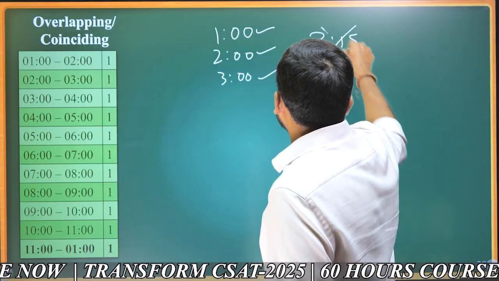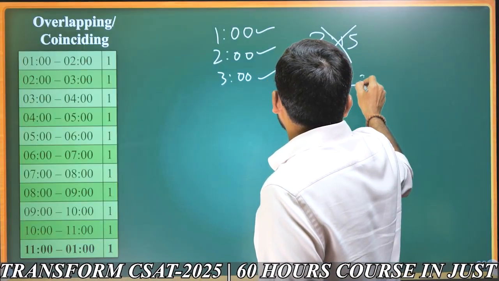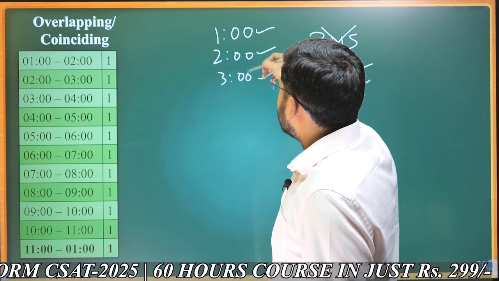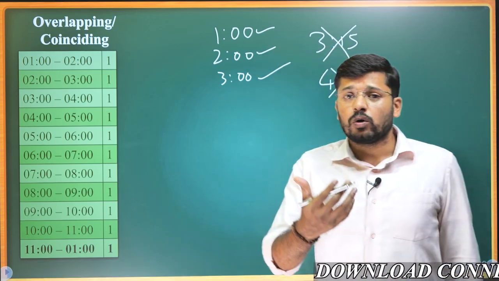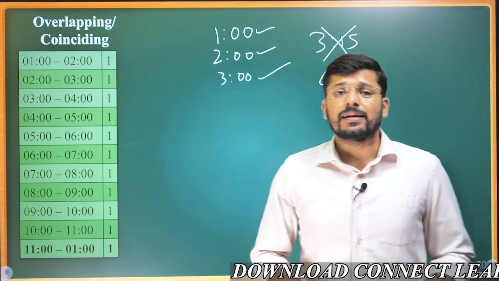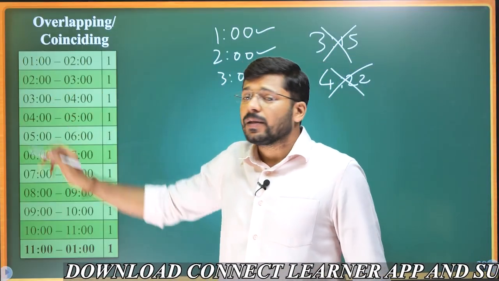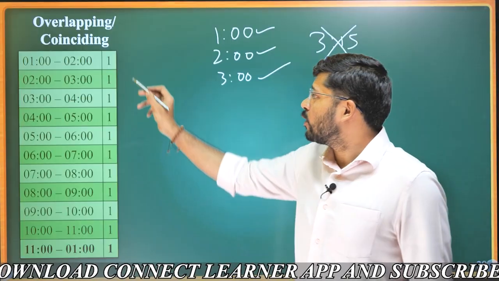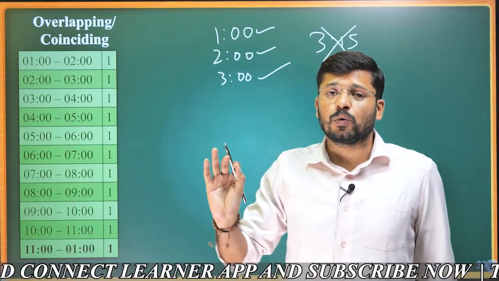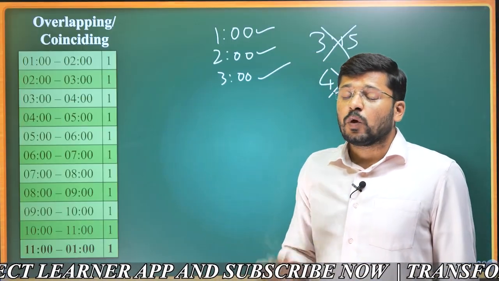3:15 is not an exact hour. 4:22 is not an exact hour. Where the minutes is 0, o'clock. When you say something o'clock, then that is an exact hour. Between any two exact hours, the minute hand and the hour hand will coincide once. Take it as a general rule, with an exception. What is the exception?